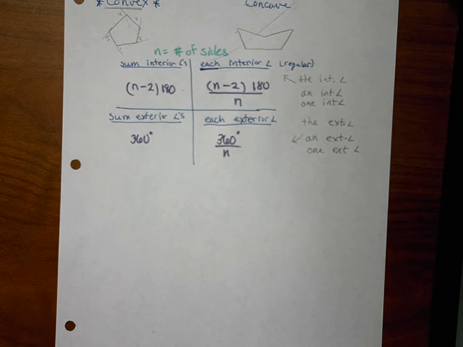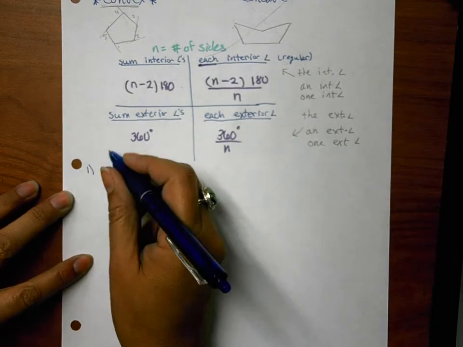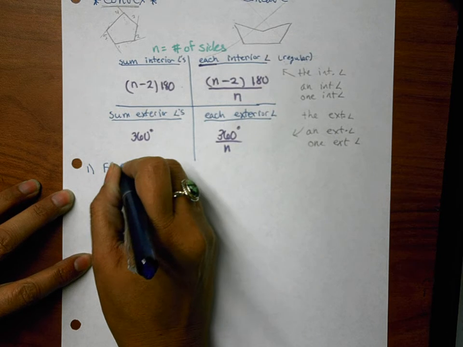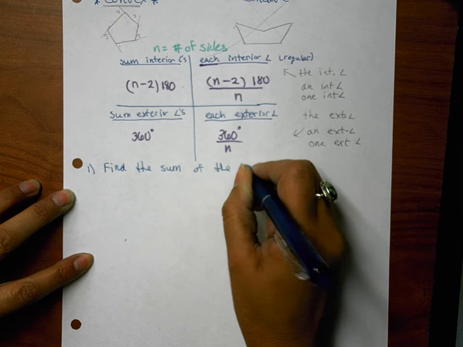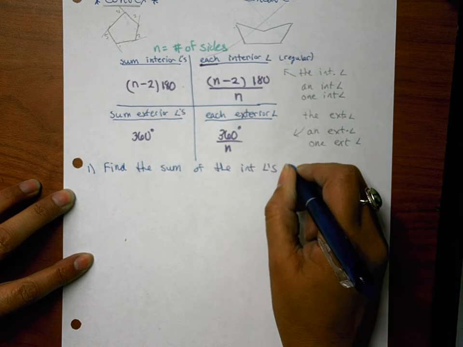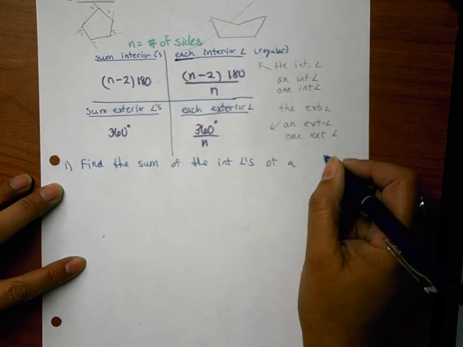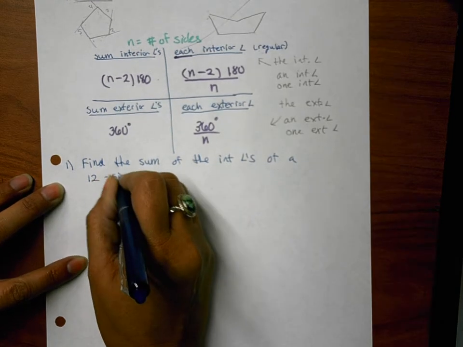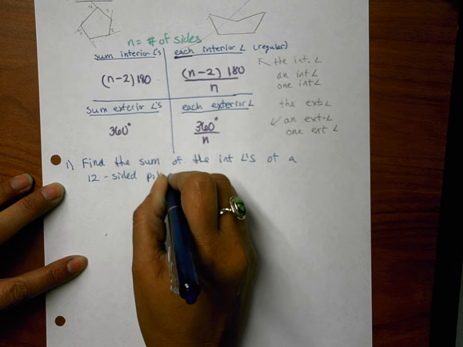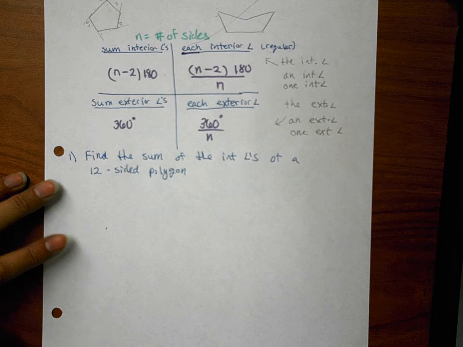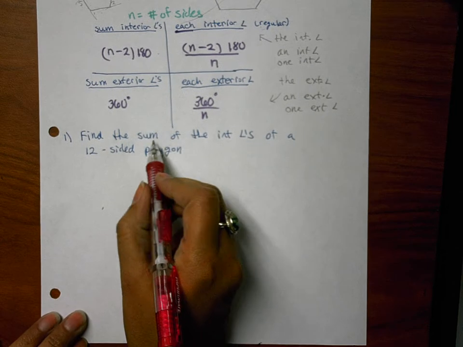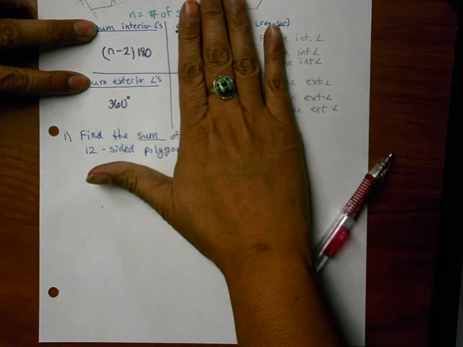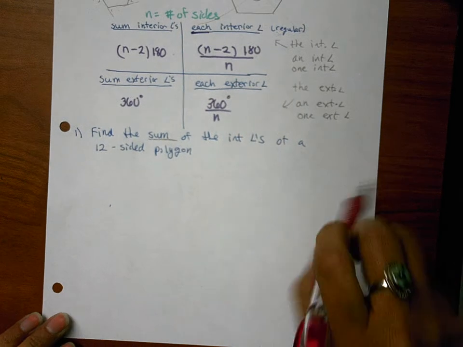All right, we are going to do some examples. Some basic ones first. Number one, find the sum of the interior angles of a 12-sided polygon. Find the sum of the interior angles of a 12-sided polygon. Okay, so what formula are we using? Sum, so we're on this side, we're using one of these, the interior angles.